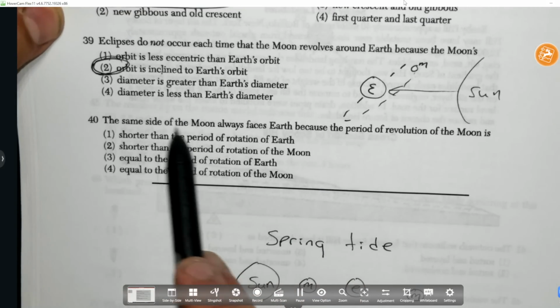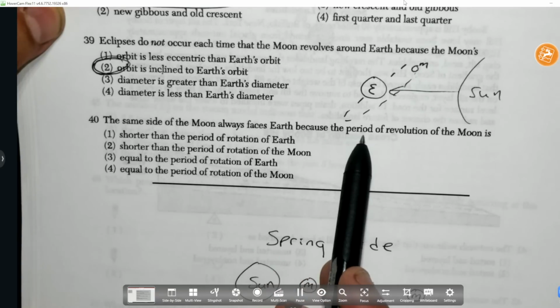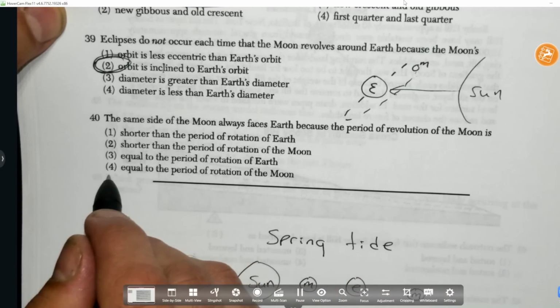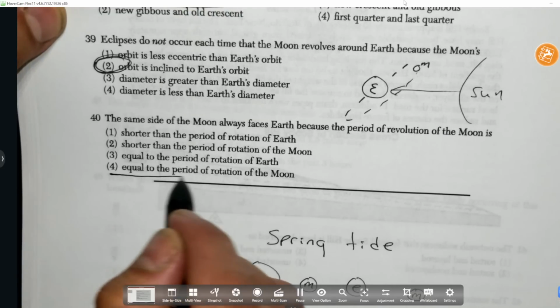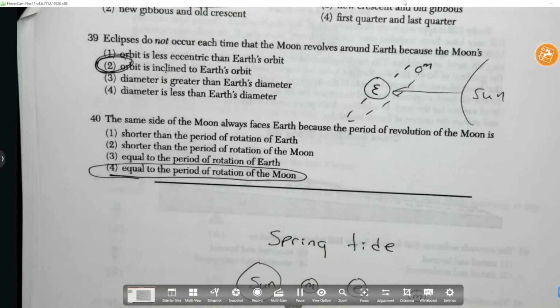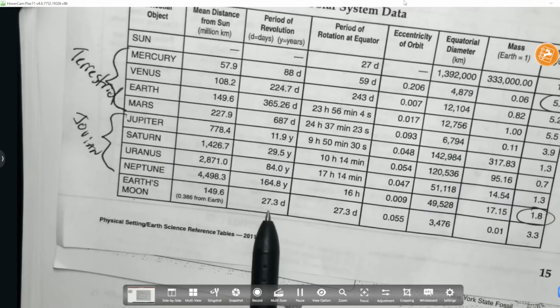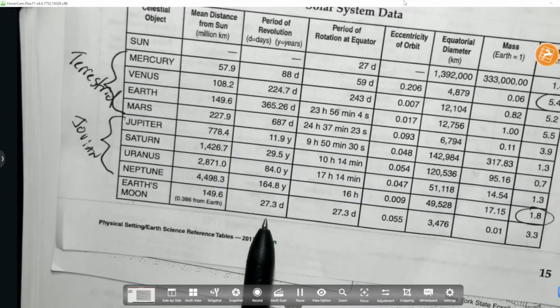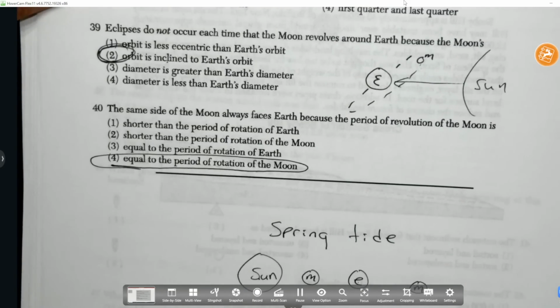40. The same side of the moon always faces Earth because the period of revolution of the moon is what? Remember, the revolution always equals the rotation of the moon. ESRT, page 15. If you go to page 15, you can find it right there. Earth's moon, 27.3, 27.3. Since it's matched, that means the moon is tidally locked to the Earth and will never show a different face.